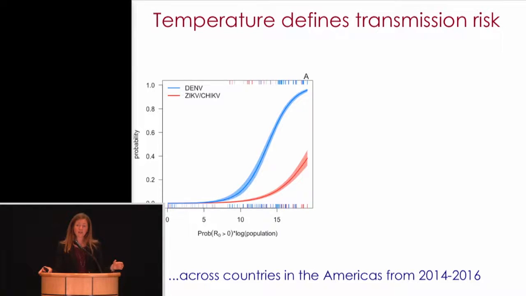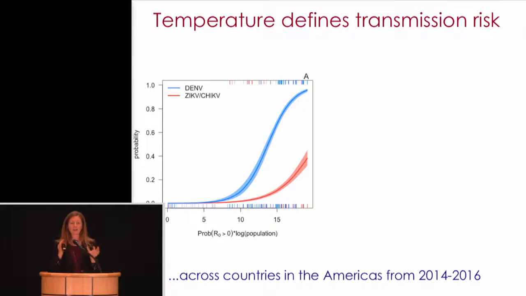So here's what we found, and this is at the country scale across the Americas. On the x-axis, we have the probability that R0 is greater than 0. In other words, the probability that transmission is not excluded by temperature, that transmission is possible based on our model, times the size of the population.